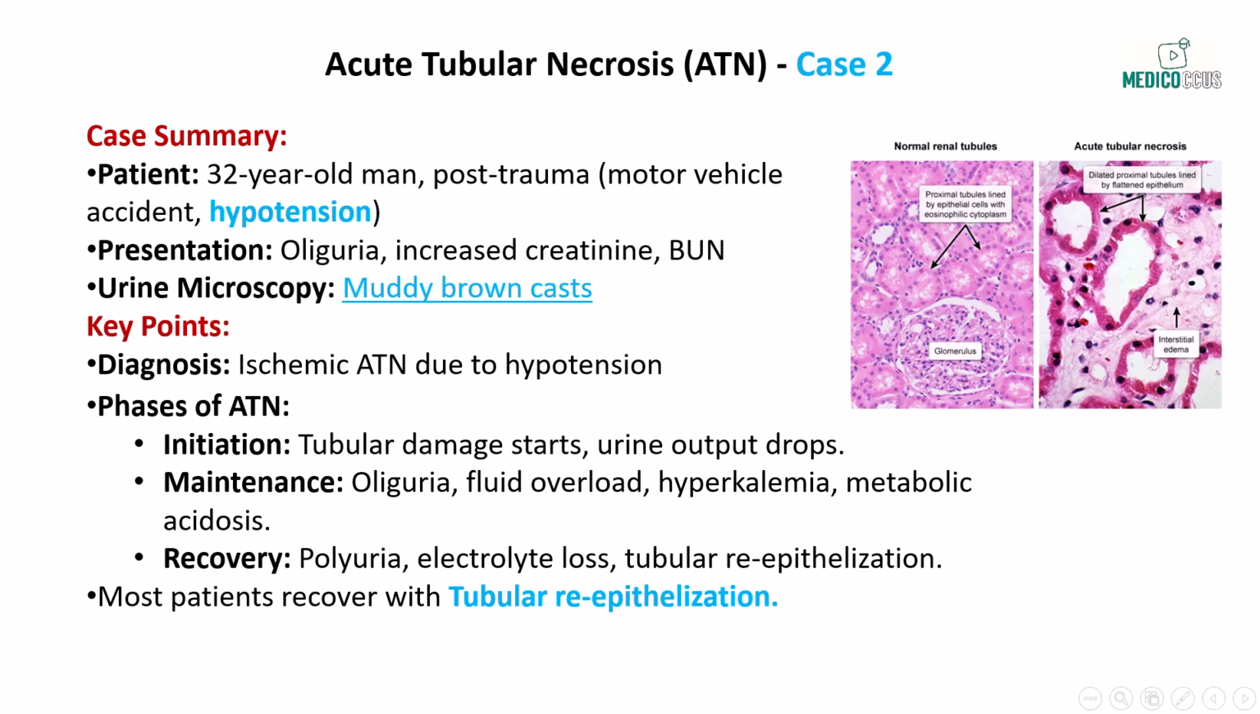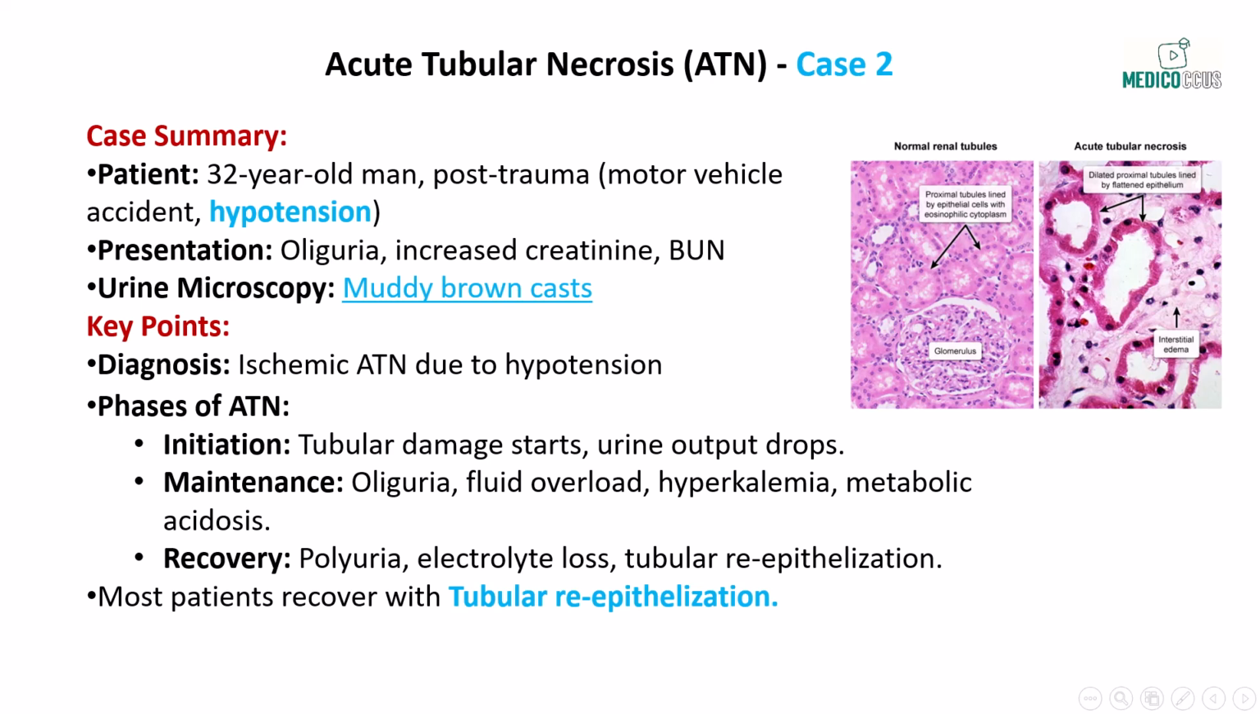The clinical course of acute tubular necrosis can be divided into 3 phases. First phase, called the initiation phase. This occurs immediately following the initial ischemic or toxic insult, lasting about 24 to 36 hours. In this phase, urine output may begin to drop, but the damage to the renal tubules has just started.